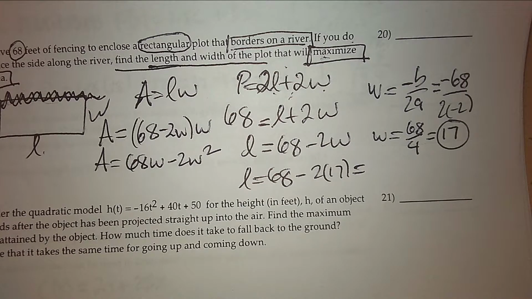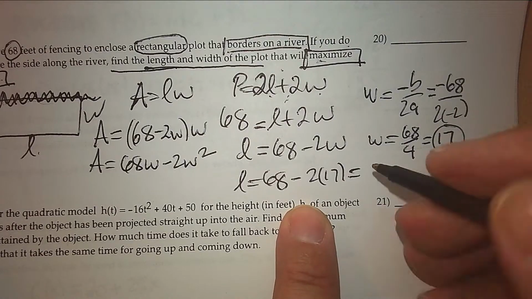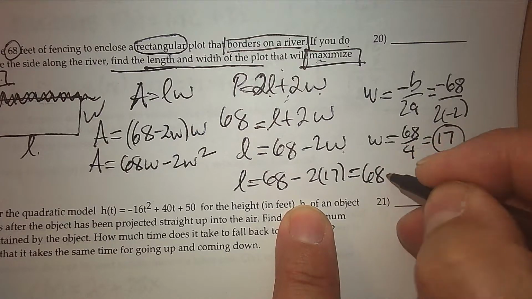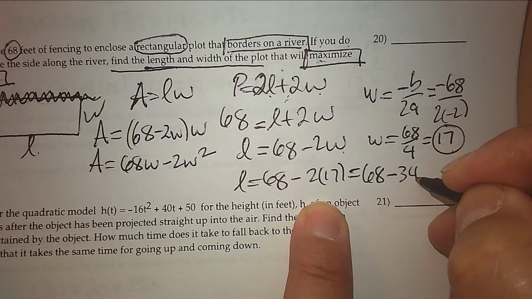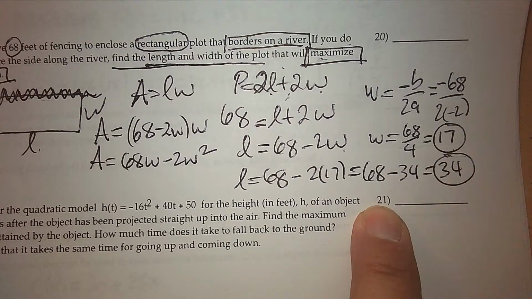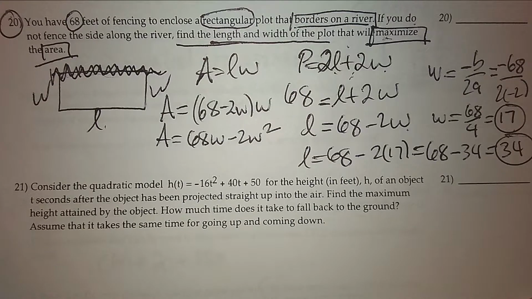How would I find the length of that? You plug 17 back in for W. So 2 times 17 is 34, and 68 take away 34 is 34. So what would the length and width be to maximize the area?